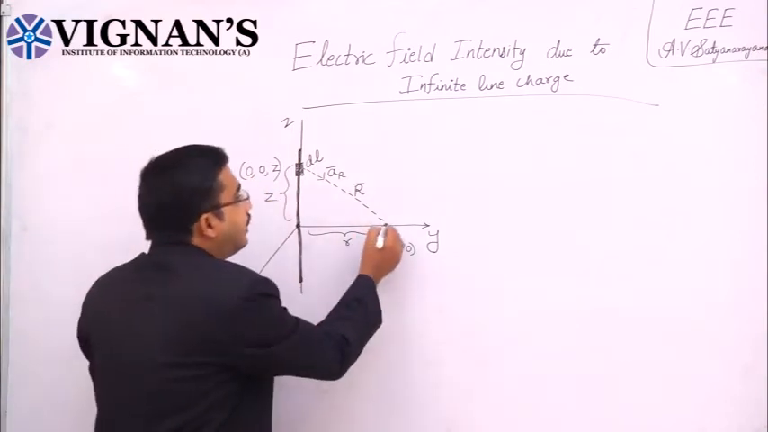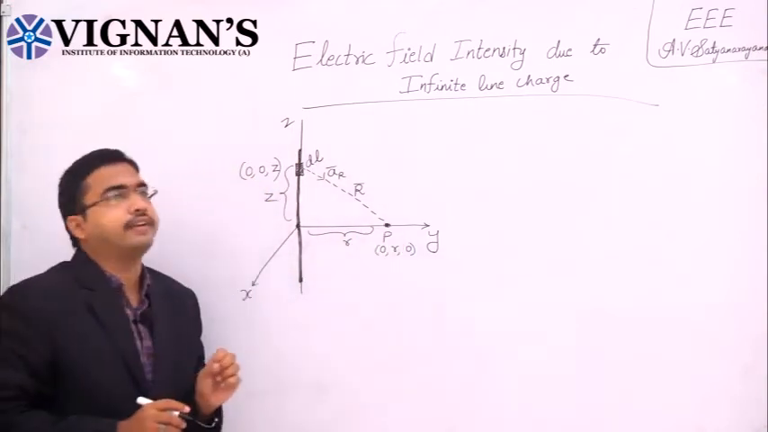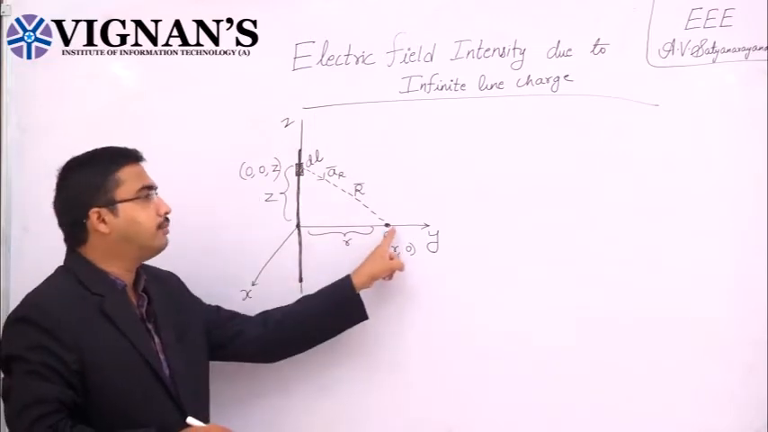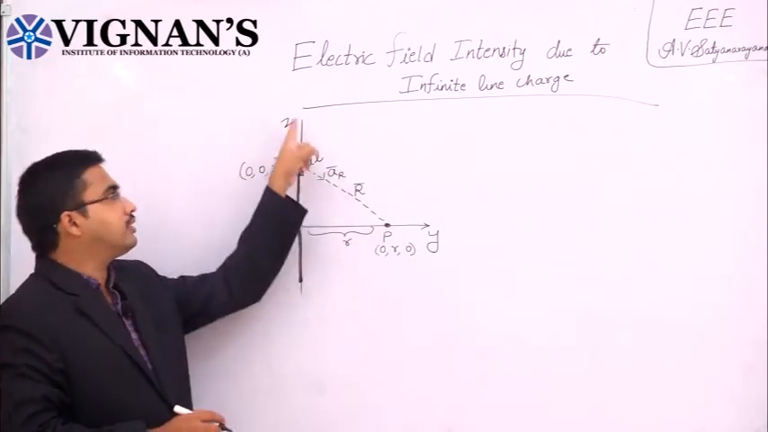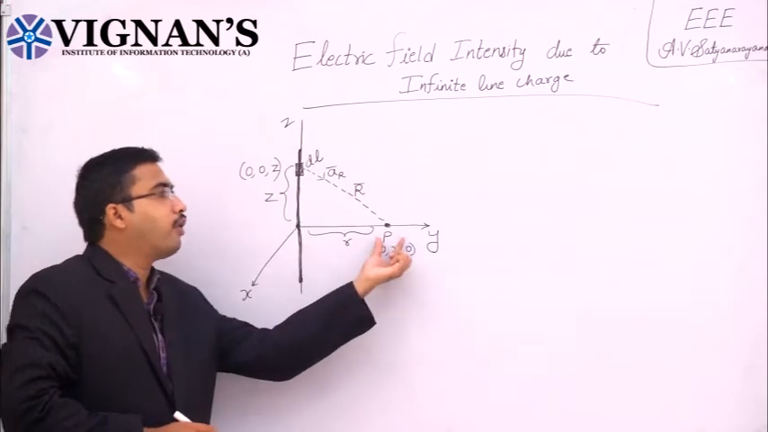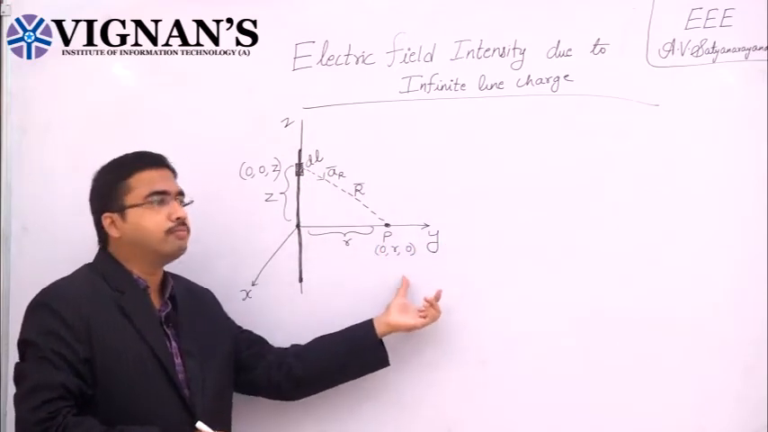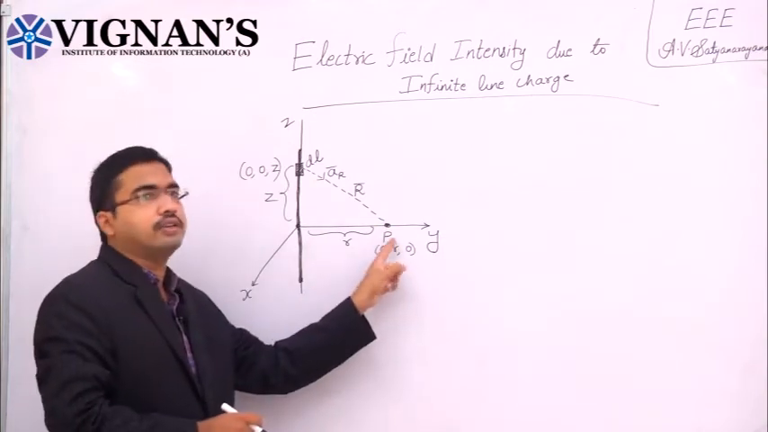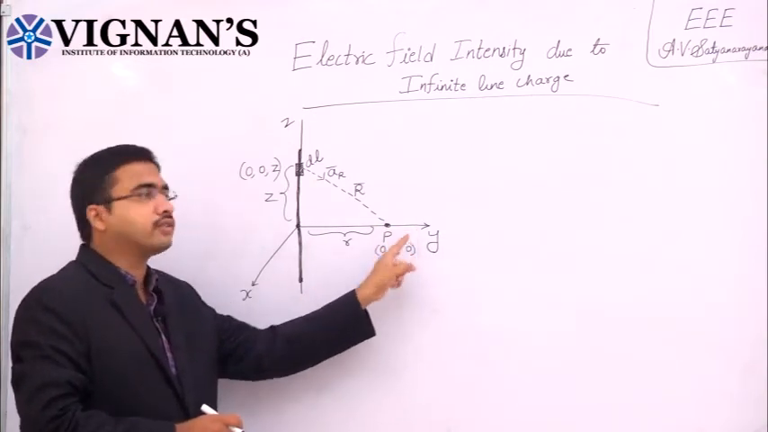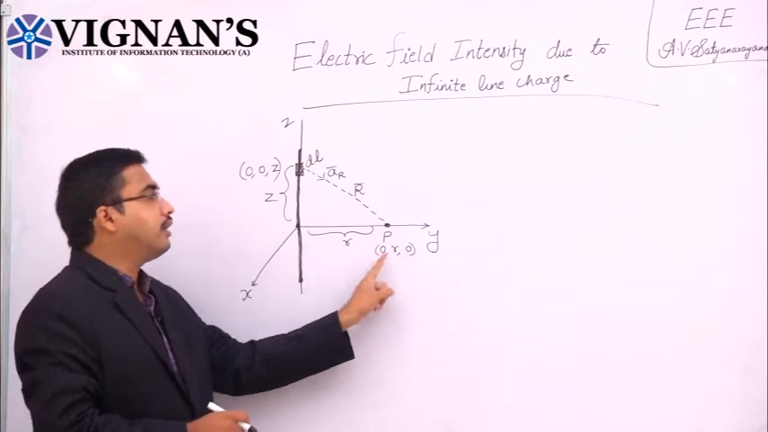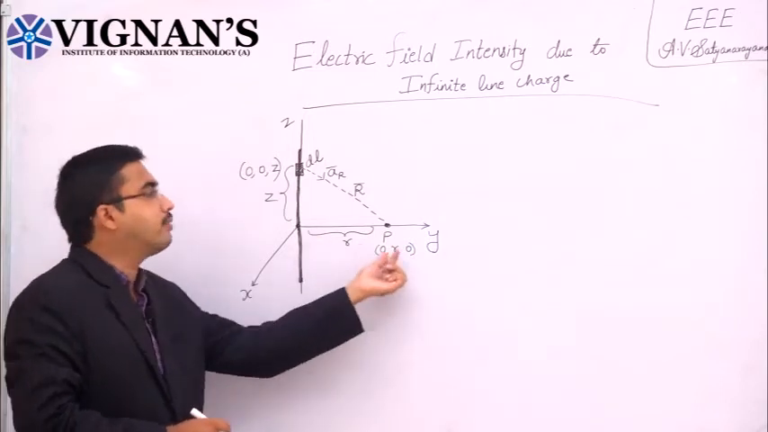Now, I need to find the electric field intensity at a point P due to this infinite line charge. This point P is assumed to be on the y axis for this derivation for our simplicity. So, this point P coordinates are, this is on the y axis, x and z are 0. Let us take this y distance as some r.